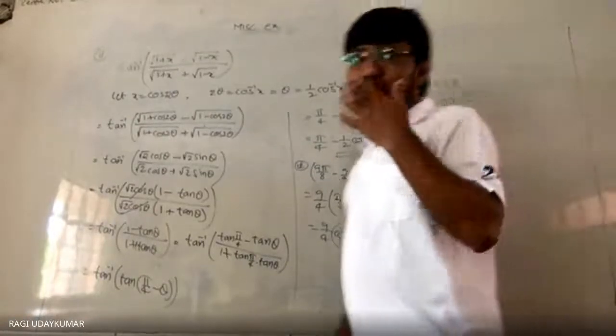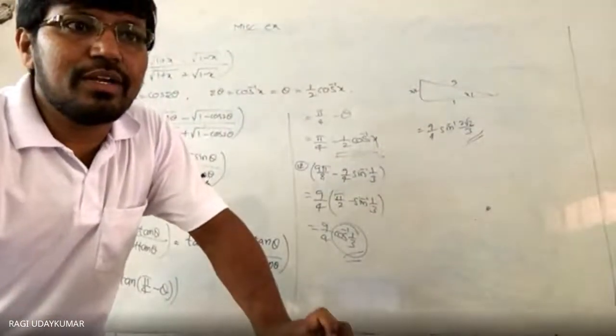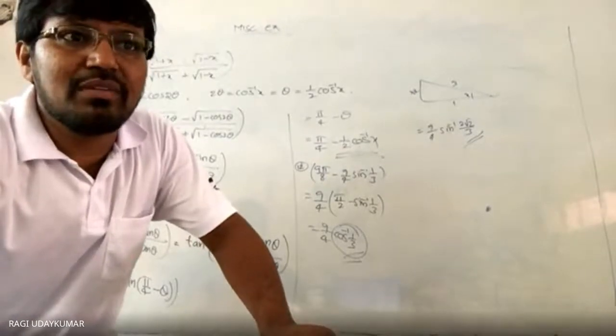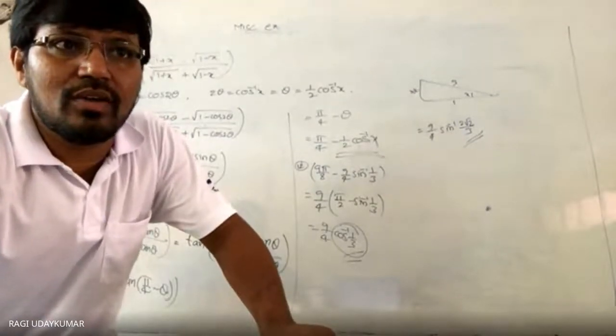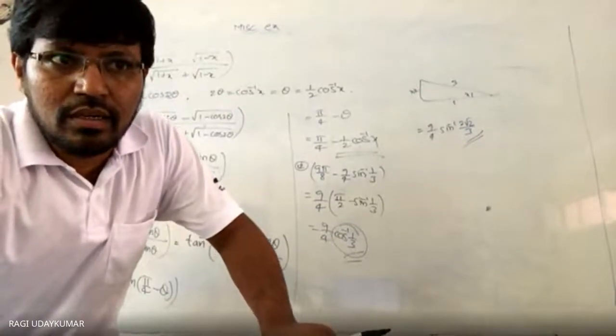So the question is asking you to prove this one in the form of the sin inverse only. The question is given to you in sin inverse: 9 by 4 sin inverse 2 root 2 by 3. So you got it. Okay? Did you understand? Yes, sir.